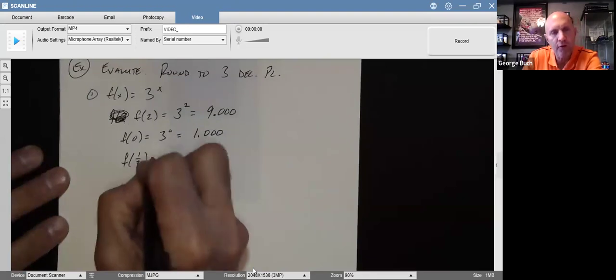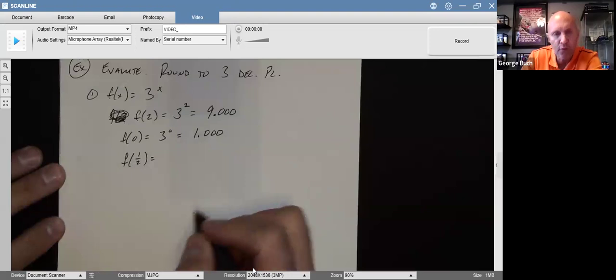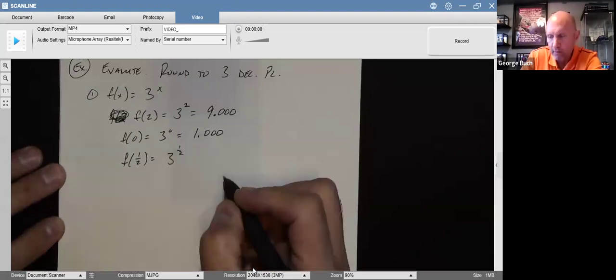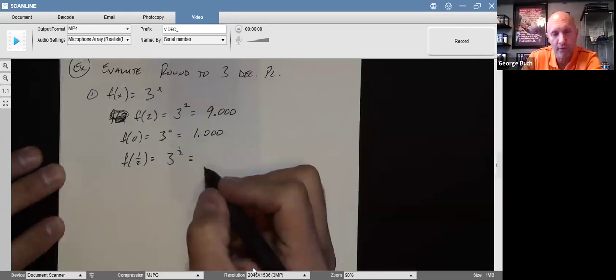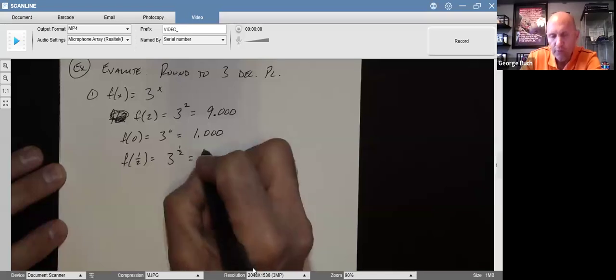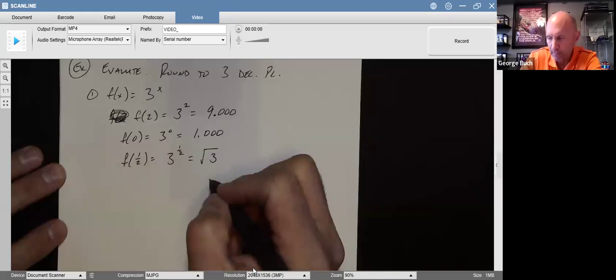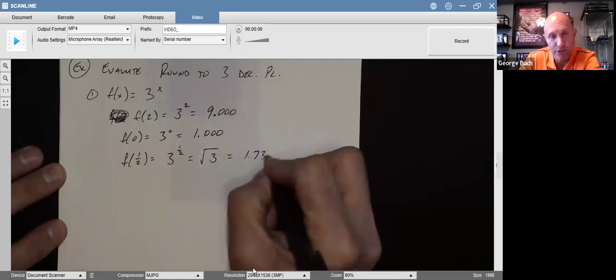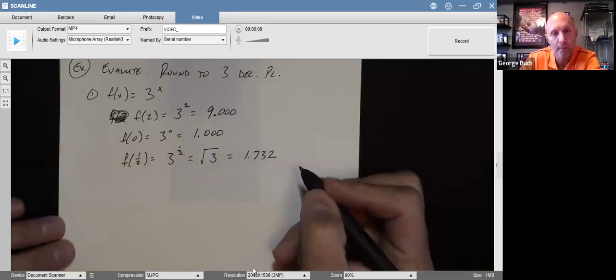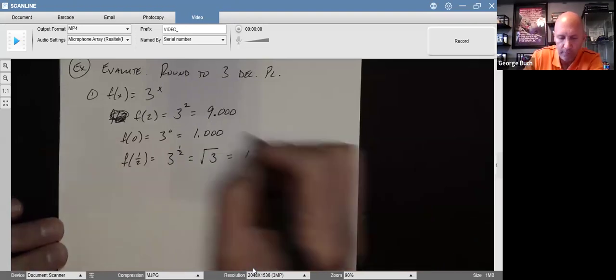What if I have f of 1/2? Well, that means 3 to the 1/2 power. If you think back to day 1 or 2, anything to the 1/2 power means what? Square root. So this is asking me what is the square root of 3? If you do that on your calculator, you should get like 1.732 to 3 decimal places. That's how you would do those.